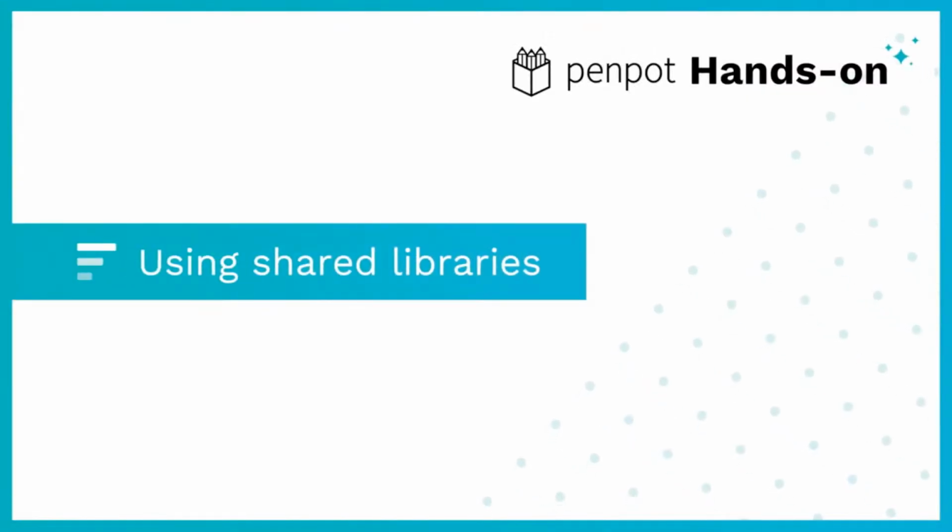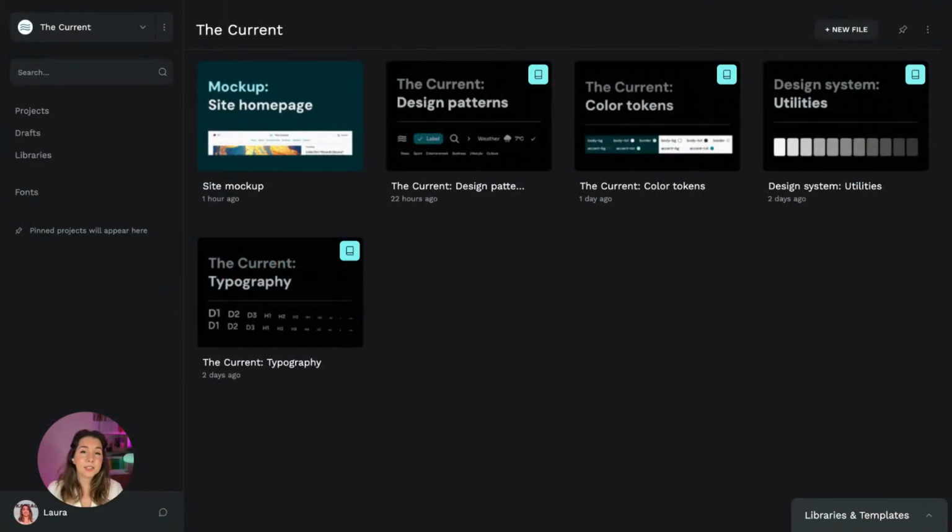So without further ado, I should probably jump in. Let's first look at how you would use a shared library. Now this is quite a small shared library that I have built. Here you're looking at my Penpot workspace, and this is my team for a little news site called The Current. And right here I have a collection of documents, files.